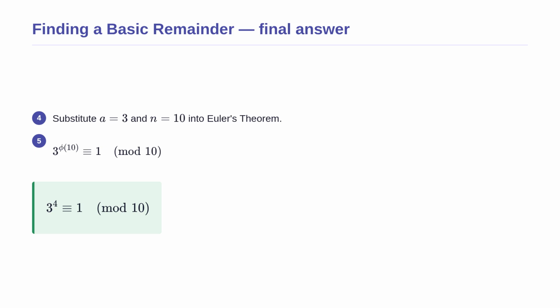Now that we have our totient value, we can plug everything into the formula. We substitute our base of 3 and our modulus of 10 into Euler's theorem. The theorem guarantees that 3 raised to the power of phi of 10 will leave a remainder of 1 when divided by 10. Since phi of 10 is 4, this tells us directly that 3 to the power of 4 leaves a remainder of 1. We can verify this manually. 3 to the 4th power is 81, and 81 divided by 10 gives a quotient of 8 with a remainder of exactly 1. The theorem works perfectly.